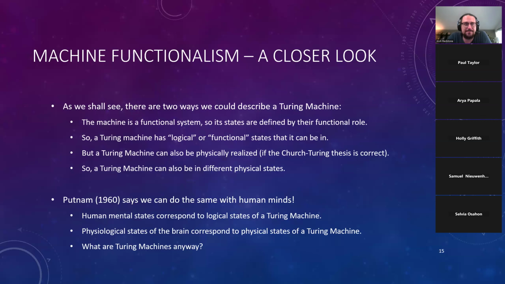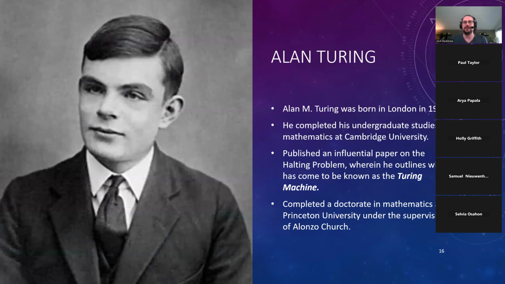Don't worry too much about what's on this slide, but basically, where we're going to end up is that the mind is a Turing machine. The physical realization of the mind is very different from that of a classic Turing machine, as we'll see. But the logical states are what we're concerned with, or the formal or functional relations between the states. Well, what are Turing machines anyway?